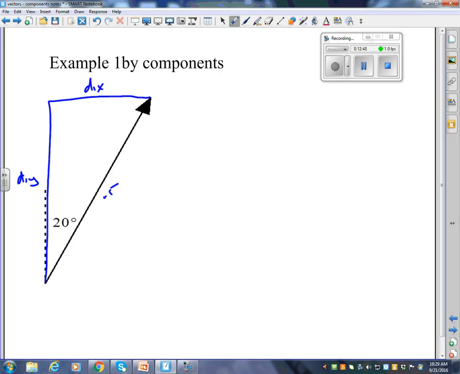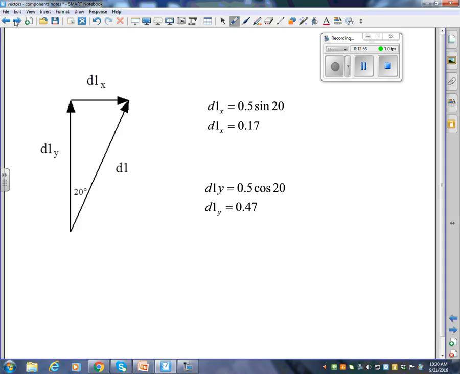Okay, so what's my first step? Find the components. D1x right here. Is it opposite or is it adjacent? Opposite, so we're going to use sine, cos, or tan. Sine. So D1x right here is equal to 0.5 sine 20. Where do you get the 0.5 from? That's the length of D1. D1x is 0.5 sine 20. Write it down, Brady, in the spot. D1y is adjacent. Adjacent uses cosine, 0.5 cos 20, and you get 0.47.